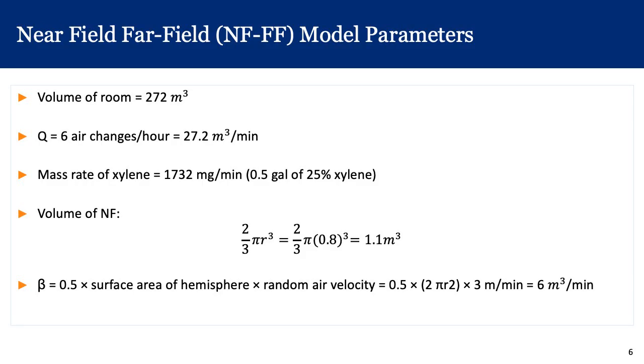We can now also use the near-field, far-field model. Again, the volume of the room and the air changes through the room and the mass rate, they all remain the same as before. But now we calculate the volume of the near field as 2/3 times pi r cubed. And the r, if you remember, is taken as roughly an arm length, or about 0.8 meters. So the volume of the near field is about 1.1 cubic meters. And the air flow rate between the near field and the far field can be calculated as shown here as 6 cubic meters per minute.